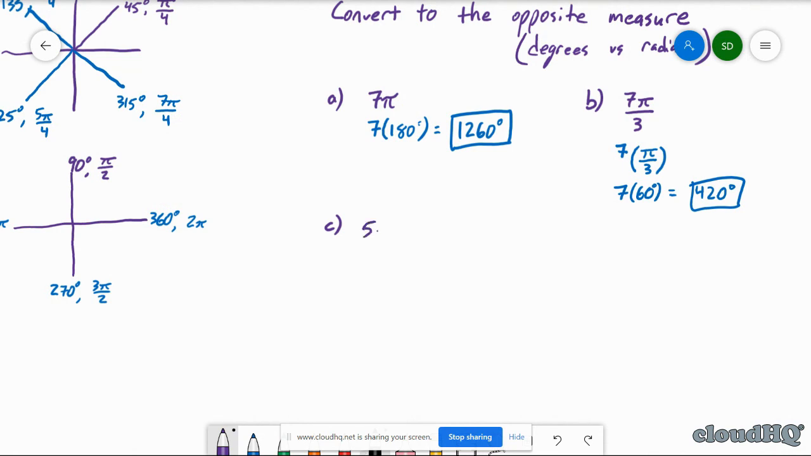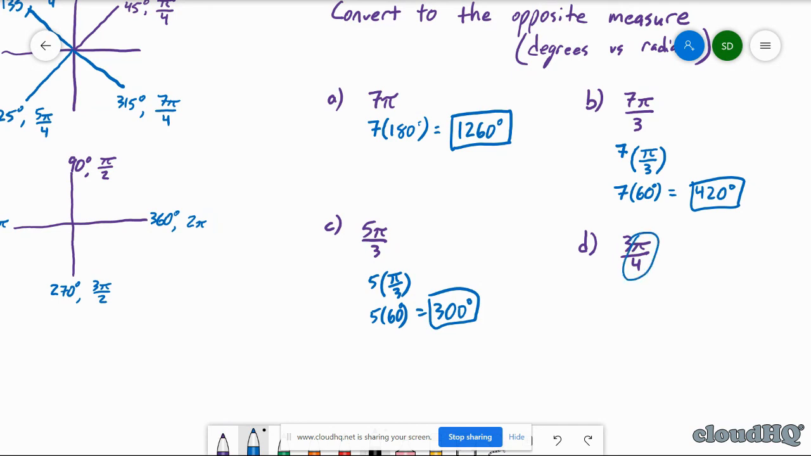What if we had 5 pi over 3? I'm thinking of that as 5 times pi over 3. Pi over 3 being how many degrees? 60, because it's just a third of 180. So that's a total of 300 degrees. Three pi over 4. What's pi over 4? That's 45. Pi over 4 is 45. So what's 3 45s? 135.